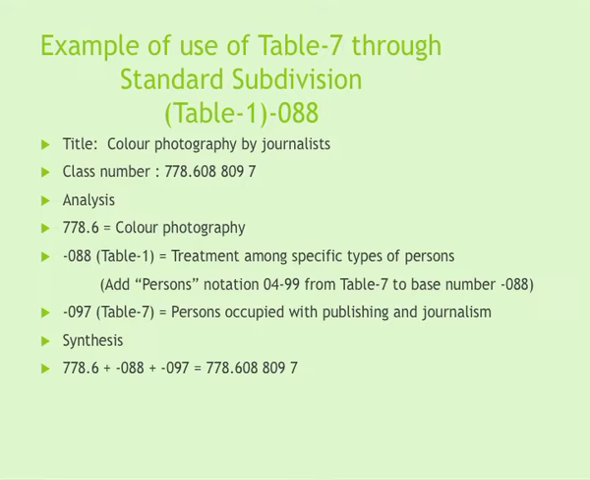So, the complete number of this title becomes 778.6 plus 088 plus 097 for journalists. So, the complete number will be 778.60888097, the complete number of this title, color photography by journalists.